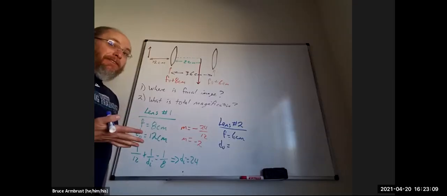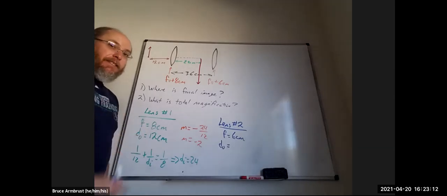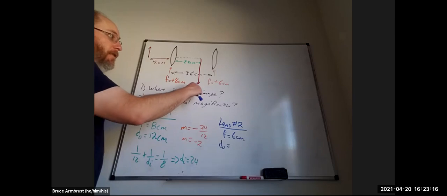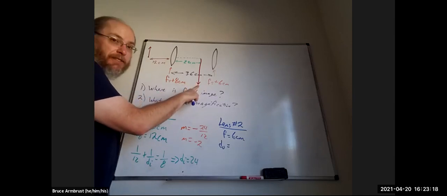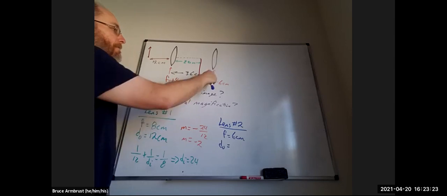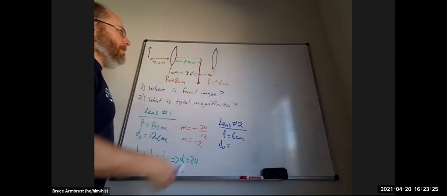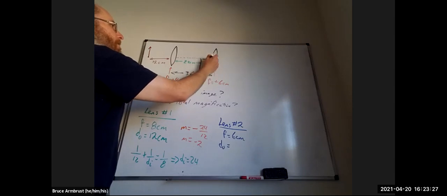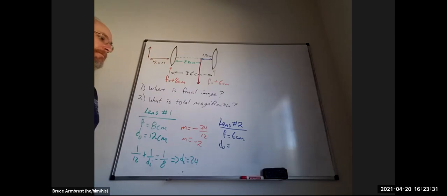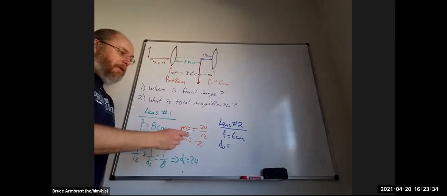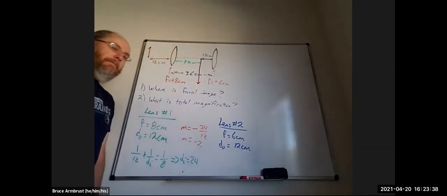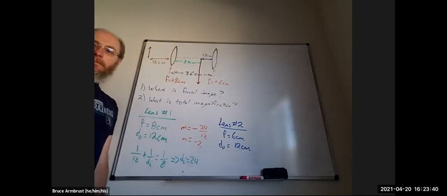Okay, well, the way we're going to answer this is exactly the same way we would have answered it otherwise. We got to figure out, first of all, where is this image? Because this image is now the object for the second lens. So where's this image in respect to the second lens? And that is 12 centimeters away. So then we know the DO is either plus or minus 12 centimeters.